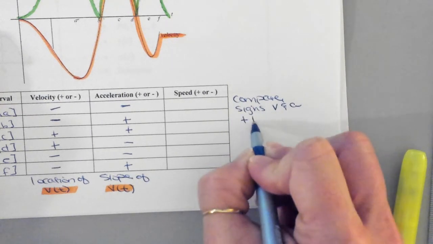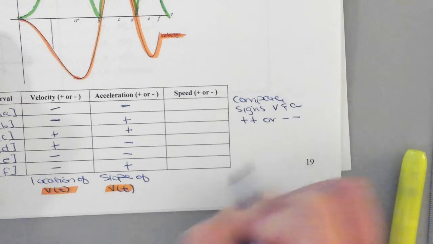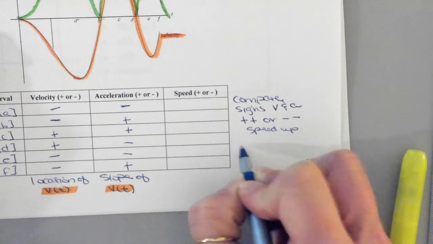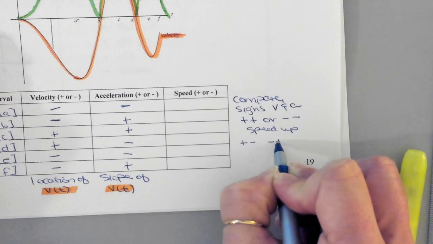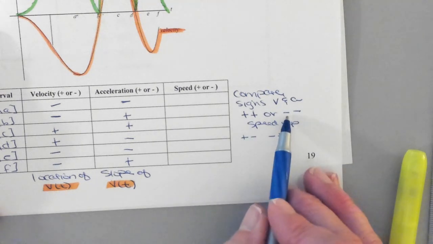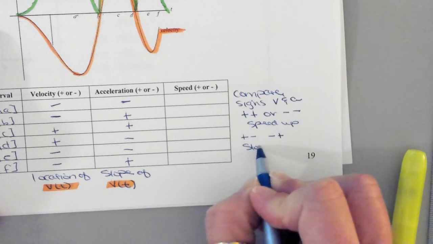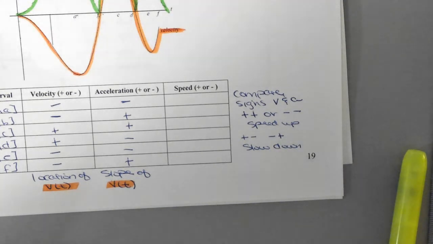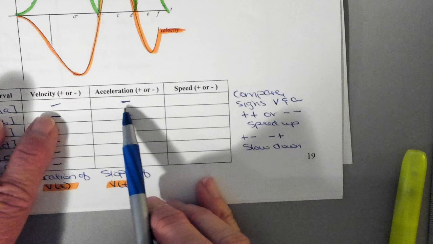If you have plus plus or minus minus, then the particle is speeding up. If you have plus minus or minus plus, what do you think is happening? Well, if the same, speeding up, and if different, slowing down. Because basically they're fighting against each other. Does that make sense? Okay, so take a look here.